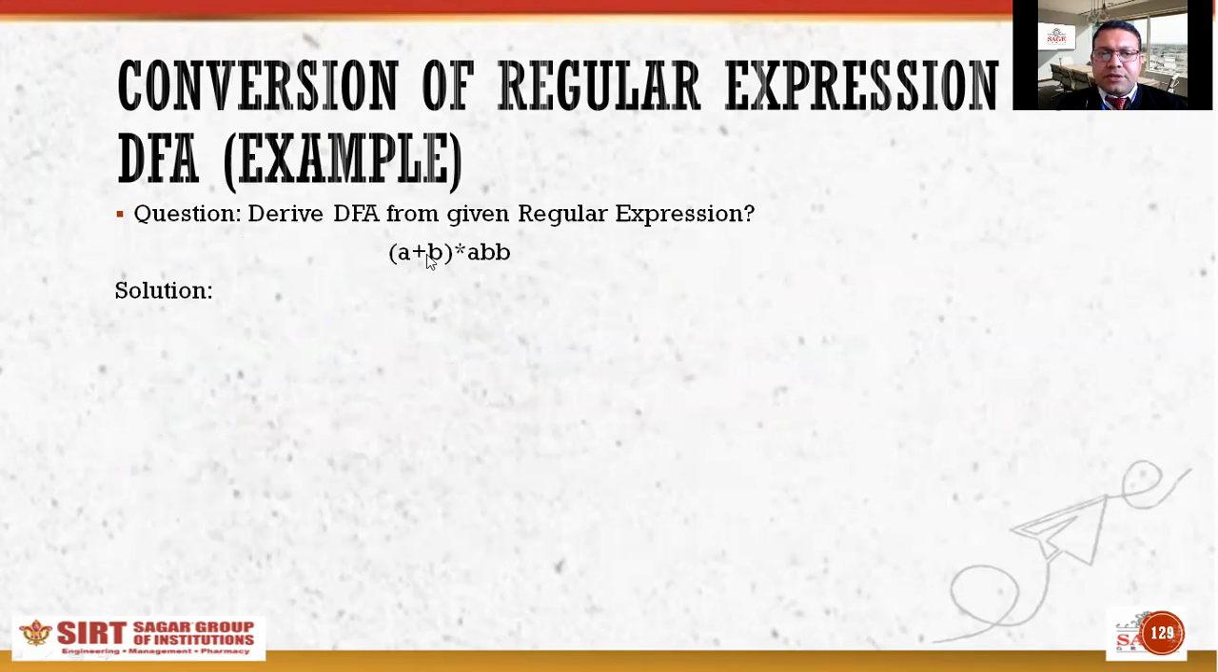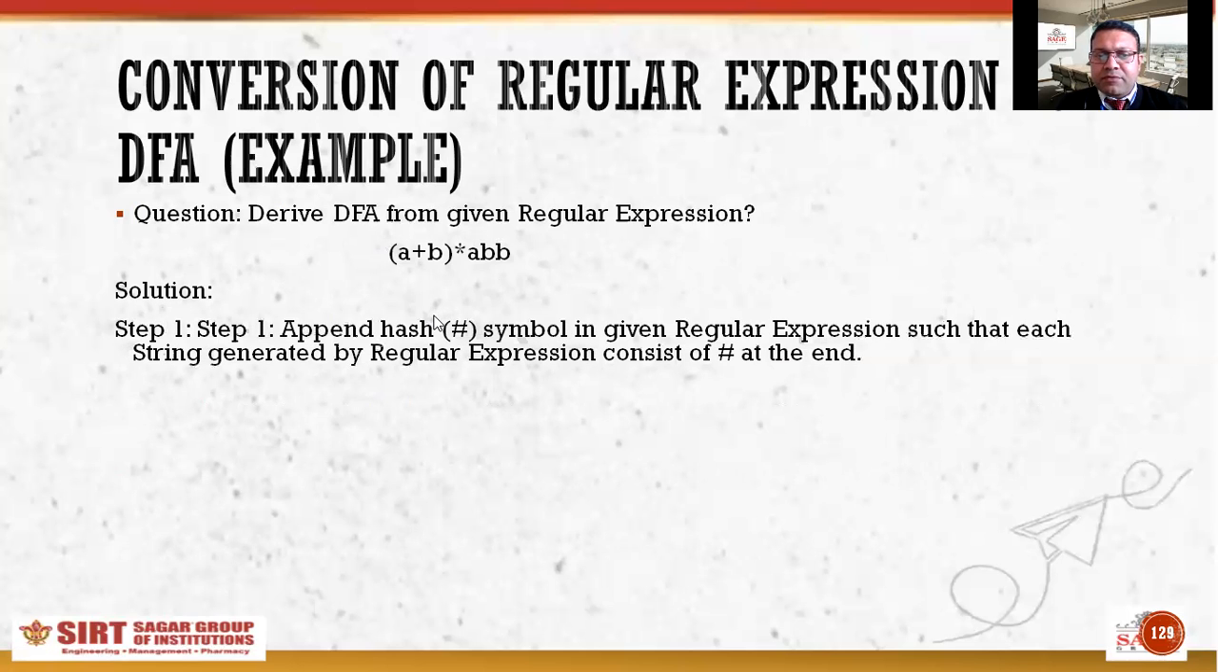So this is a question in which you have got a regular expression, that is (a+b)* abb. Now we have to convert this regular expression into a DFA. According to step number 1, we have to append a hash symbol to this given regular expression in such a way that each string generated by this regular expression consists of that hash symbol. So we will append hash simply like this.